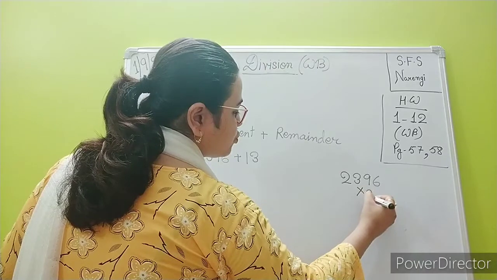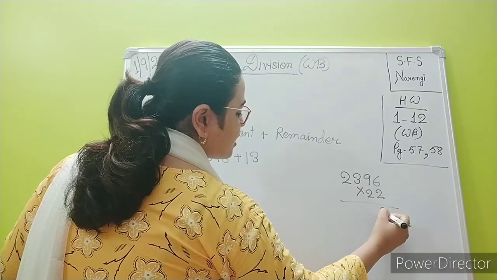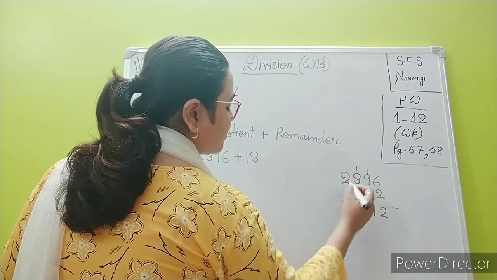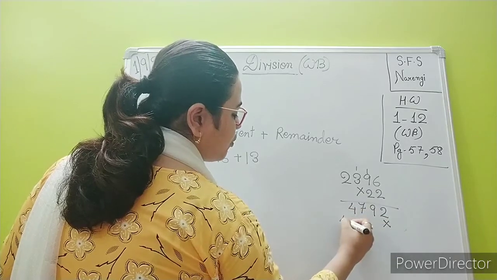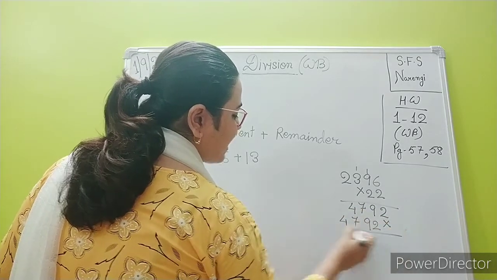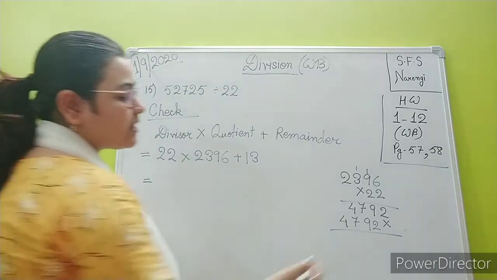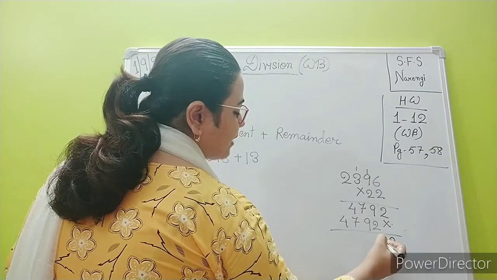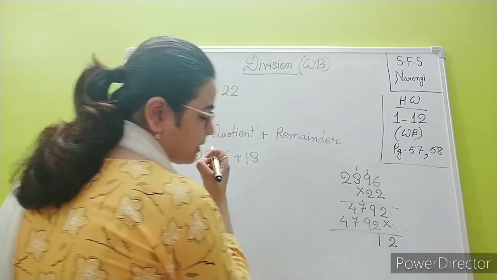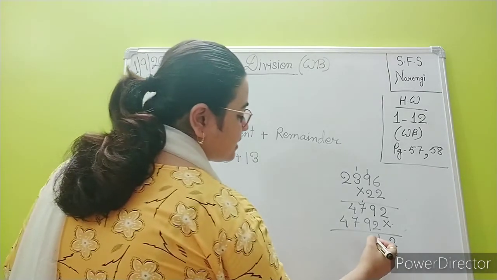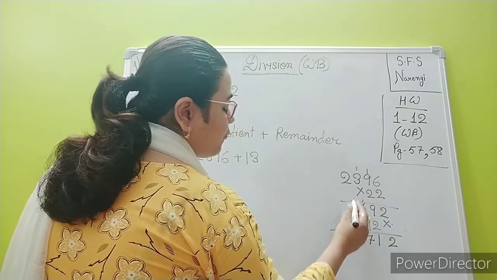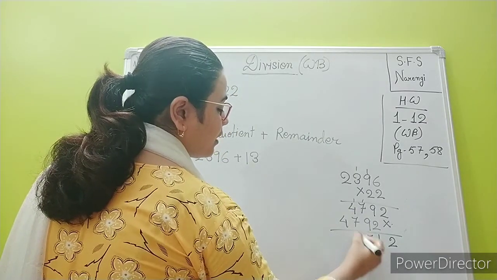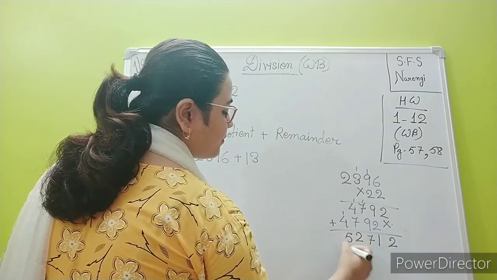2396 into 22. So 2 sixes are 12, 1 carry, 2 nines are 18, 19, 1 carry, 2 threes are 6, 7, 2 twos are 4, into 4792. Won't it be the same? Because we are multiplying with the same number, obviously it will be the same. Cross out 0. So 2 plus 0 is 2. 9 plus 2 is 11. 1 carry. 7 plus 1 is 8. 8 plus 9 is 17. 1 carry. 4 plus 1 is 5. Plus 7 will be 12.